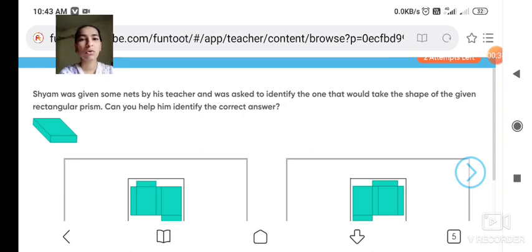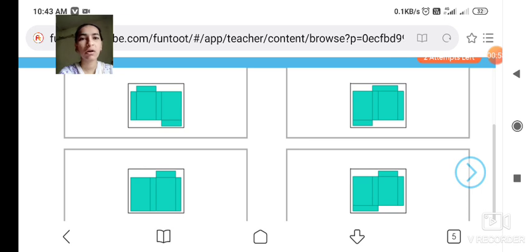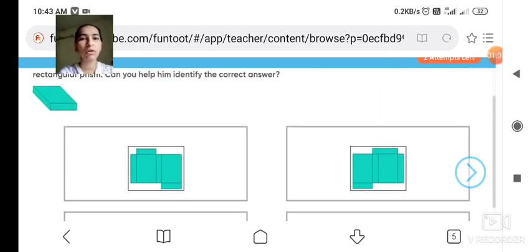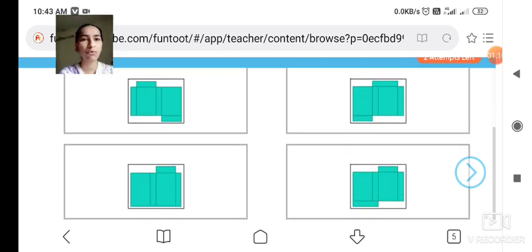Now you can see the question is: Sham was given some nets by his teacher and was asked to identify the one that would take the shape of the given rectangular prism. Can you help him identify the correct answer? We have to check which of these four options is the correct net for the rectangular prism.